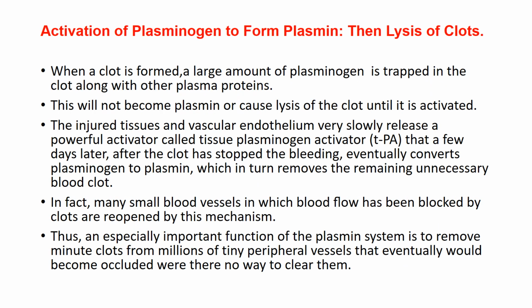Activation of plasminogen to form plasmin, then lysis of clots. When a clot is formed, a large amount of plasminogen is trapped in the clot along with other plasma proteins. This will not become plasmin or cause lysis of the clot until it is activated. The injured tissues and vascular endothelium very slowly release a powerful activator called tissue plasminogen activator, TPA, that a few days later, after the clot has stopped the bleeding, eventually converts plasminogen to plasmin, which in turn removes the remaining unnecessary blood clot. In fact, many small blood vessels in which blood has been blocked by clots are reopened by this mechanism.